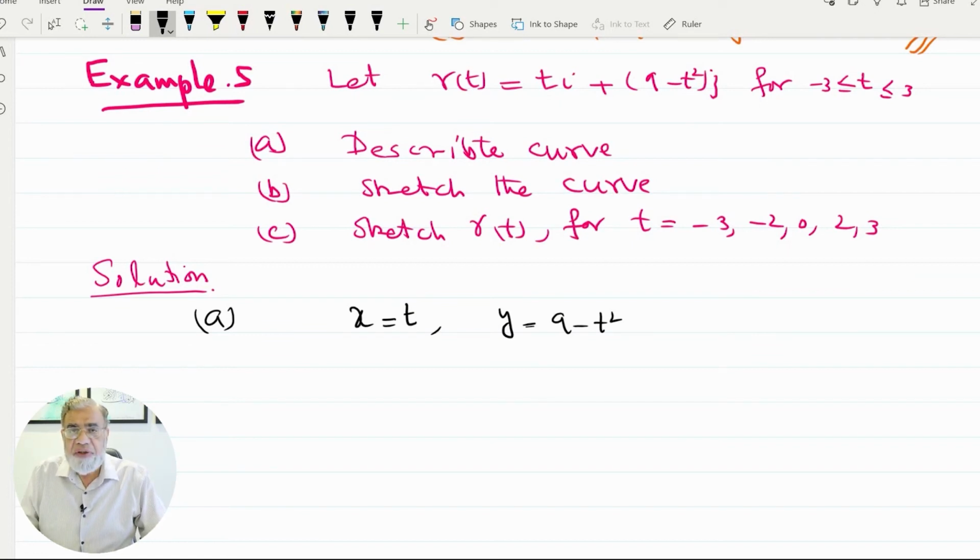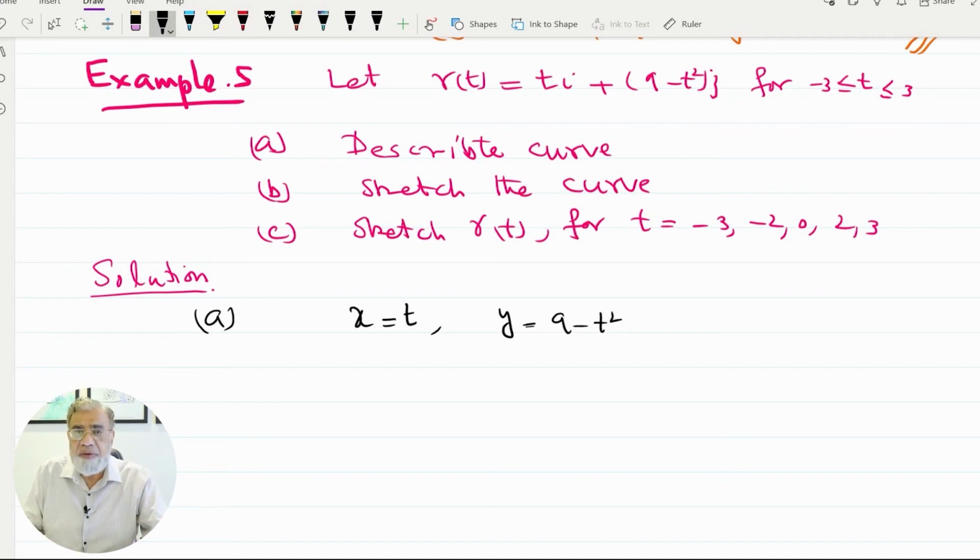We're given the vector-valued function r of t, that's t i plus (9 minus t squared) j, and the domain of the function is from -3 to 3. I want to find, number 1, describe the curve. Number 2, sketch the curve. And number 3, sketch the vectors when t equals -3, -2, 0, 2, and 3.